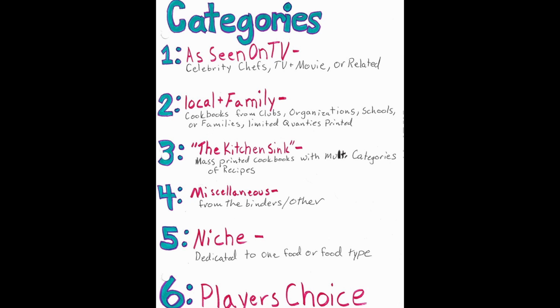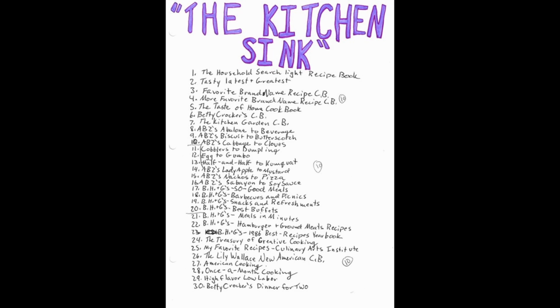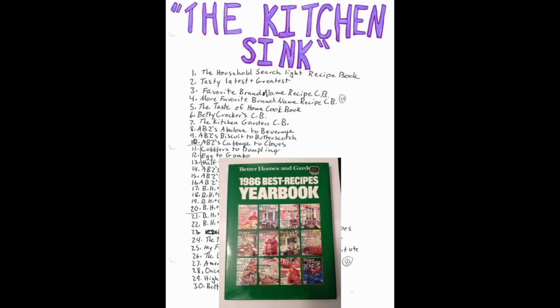Category number 3 is called the kitchen sink. This category is mostly the big mass-printed cookbooks with multiple categories of recipes. A lot of cookbooks that you probably know and love are in this category, like some of the Betty Crocker cookbooks, the Taste of Home cookbook, some Better Homes and Gardens cookbooks.